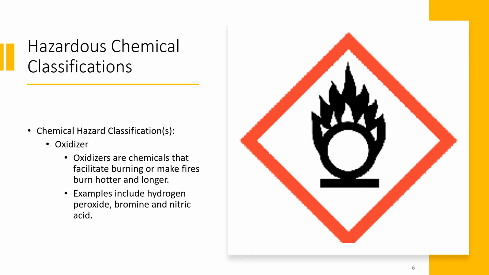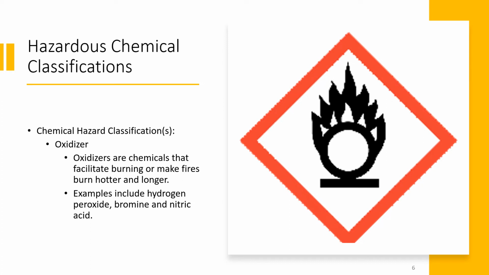So the definition of an oxidizer: oxidizers are chemicals that facilitate burning or make fires burn hotter and longer. So an oxidizer does not catch on fire, but it does a great job of liberating oxygen. Oxygen, of course, is a key component of fire. So it'll make the fire burn hotter, faster, longer, all that good stuff.